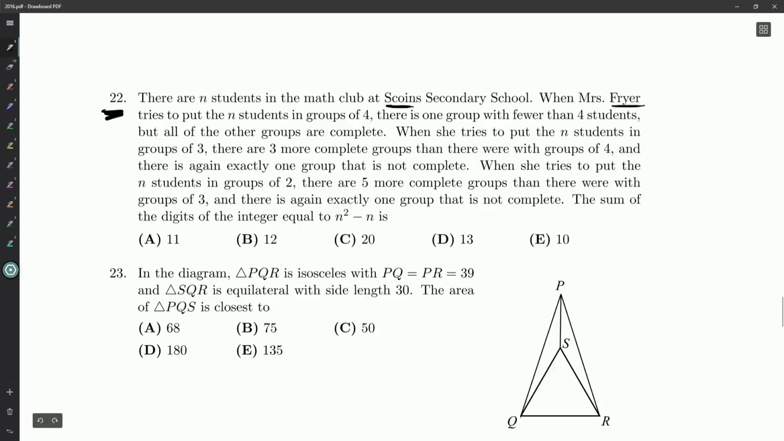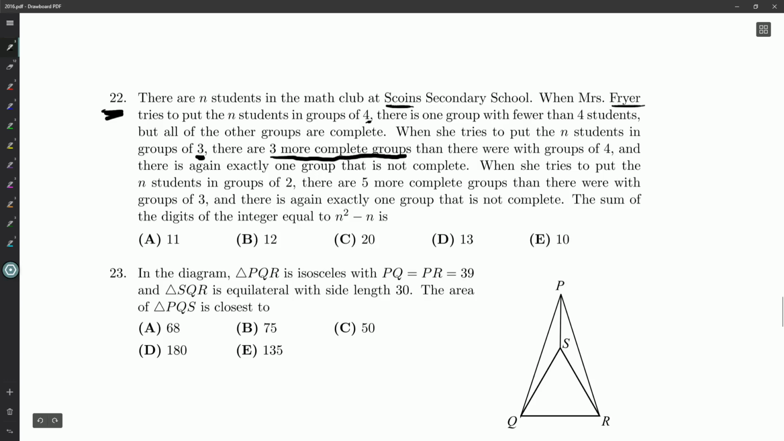Anyway, when Mrs. Fryer tries to put the N students in groups of 4, there is one group with fewer than 4 students, but all the other groups are complete. So I know N is not a multiple of 4. Maybe it leaves a remainder of 1 or 2 or 3, I don't know yet. When she tries to put the N students in groups of 3, there are 3 more complete groups than there were with groups of 4, and there is, again, exactly one group that is not complete.